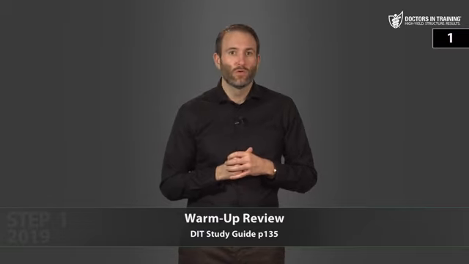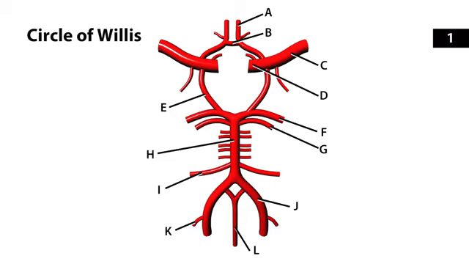It's time for another warm-up review. Let's get going. Label the following diagram of the circle of Willis. Good anatomy here. First we have letter A.